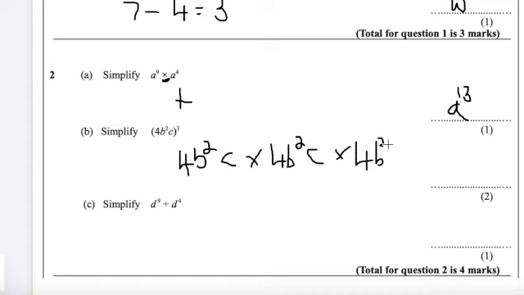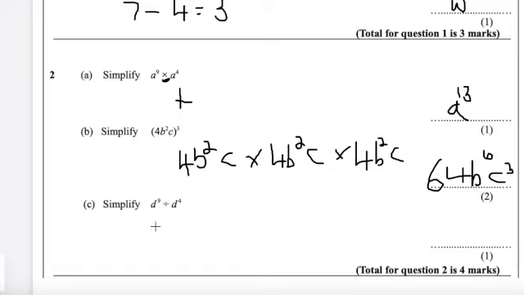You can see 4 times 4 is 16, times 4 is 64, so you've got 64. B squared times b squared is b to the power of 4, times b squared is b to the power of 6, because you know it's timesing, so you add the powers, going back to rule 1. And then c times c times c, so it's 3 lots of c's, so it's c cubed.